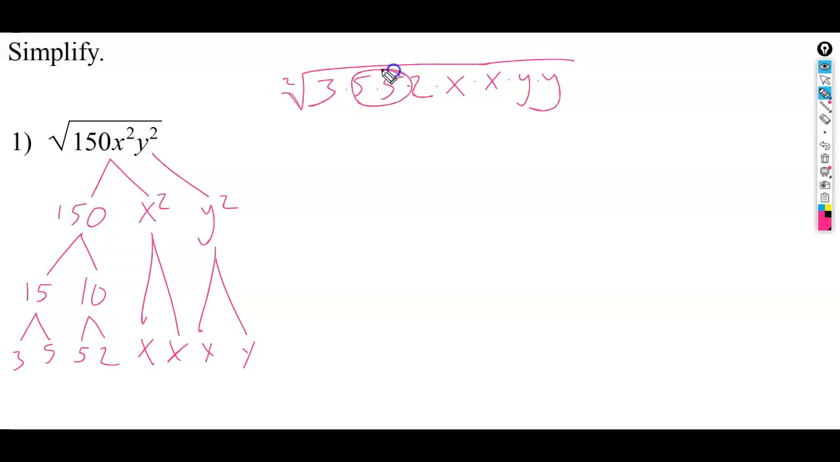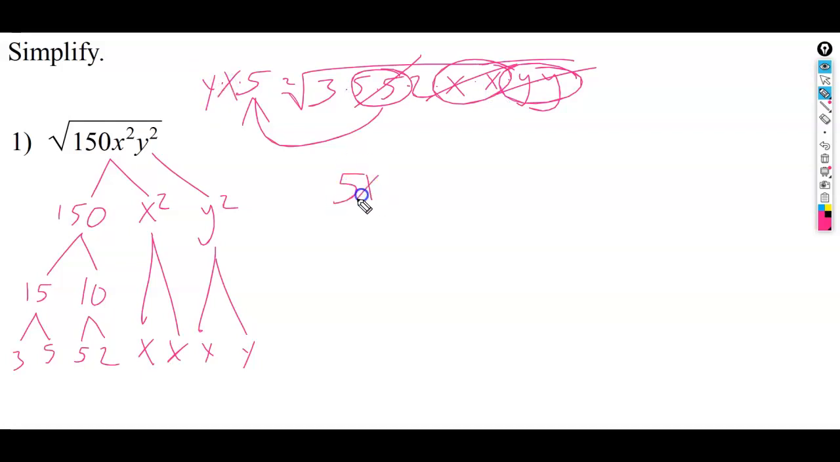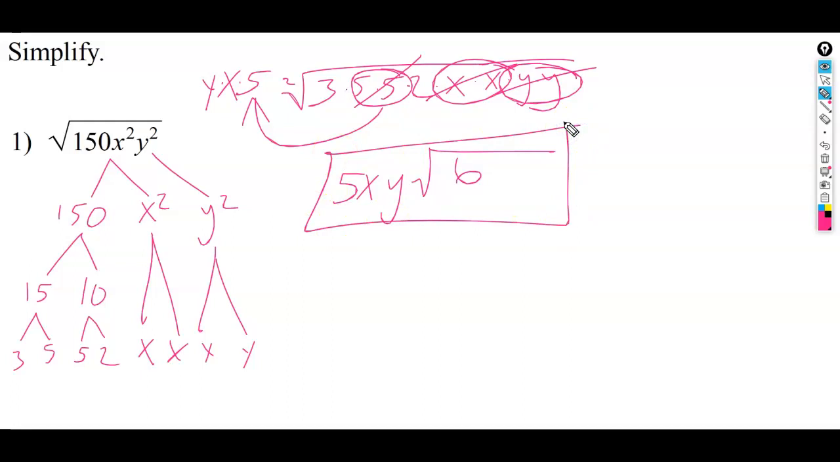So we have 5 times 5. We can take a 5 out for that pair. X times x, we can take an x out for that pair. And y times y, so we can take a y out for that pair. And so on the outside of the square root now we have 5xy. And on the inside we have 6. And that's as simple as it gets there. Okay, so that's taking square roots.